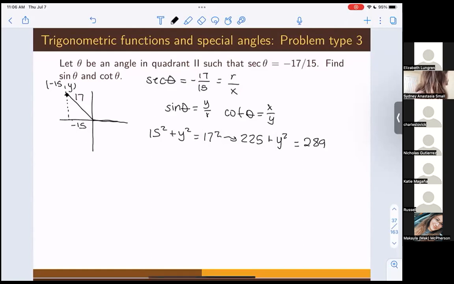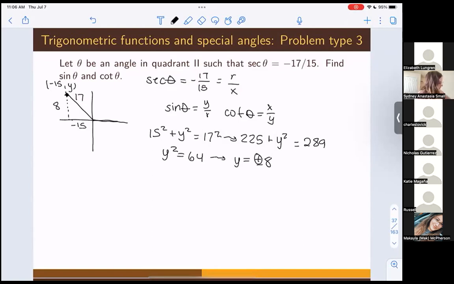We subtract 225 from both sides. It turns out that 289 minus 225 is 64, and the square root of 64 is 8. So we know we're in quadrant 2, which means we have a positive y value. So it is positive 8.